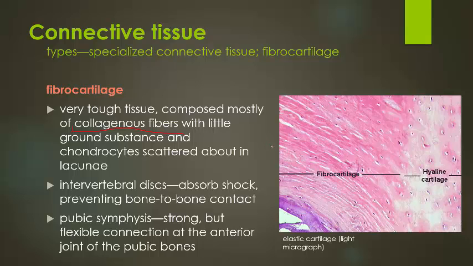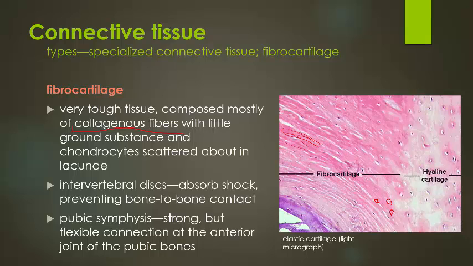So those collagenous fibers are arranged just like we saw in dense regular connective tissue, along each other, in parallel to each other. But what you can see in the fibrocartilage is the lacuna around each of the chondrocytes there. We find fibrocartilage in the intervertebral discs. The toughness of it helps to absorb shock and prevents the bone-to-bone contact that can be so painful as people have a slipped disc.